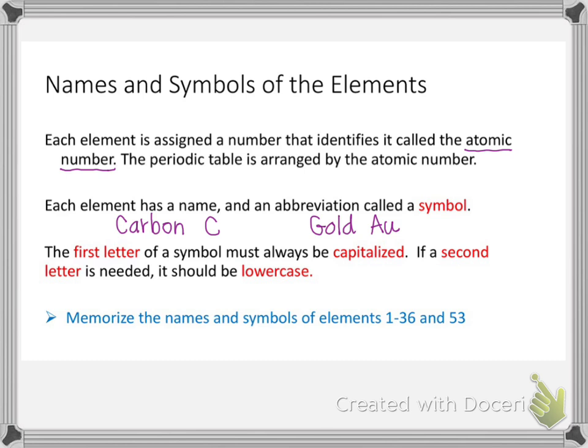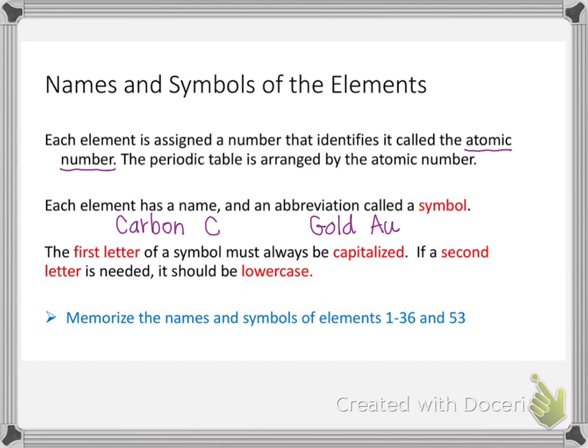So just so you know that. Then in terms of the symbol, if there's only one letter, it always must be capitalized. So for example, carbon is a capital C. But if the symbol has two letters, the first letter is capitalized and the second letter would be written as a lowercase.